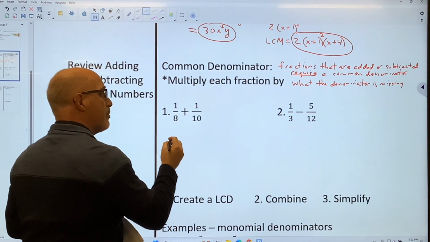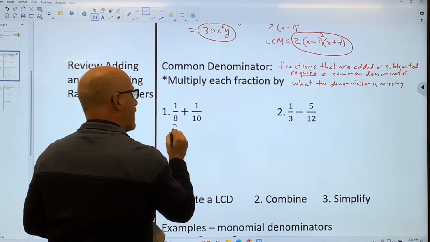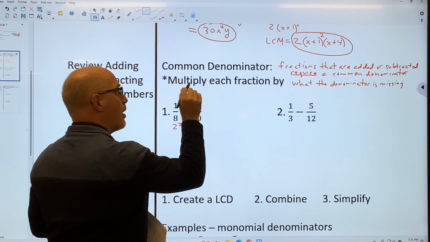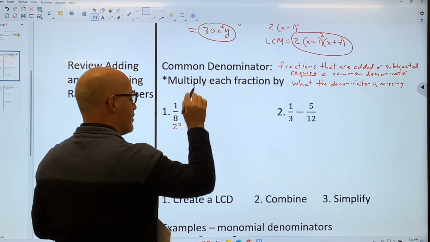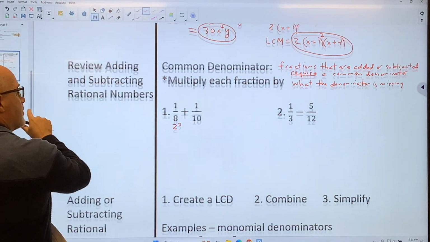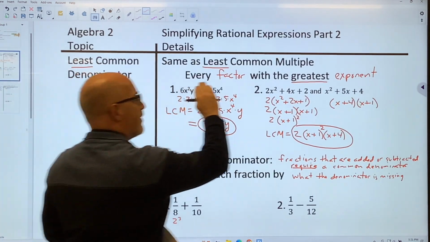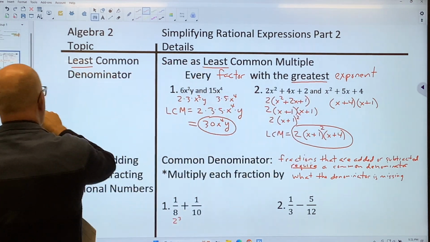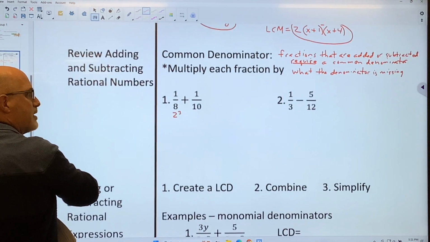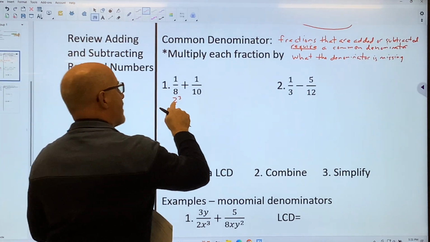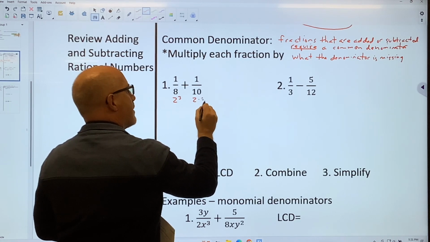Now you'll probably be able to figure that out, but if we go ahead and just follow our rules here for how we're going to do this. What we talked about, I'm going to use this rule here. We take every factor with the greatest exponent to do this for our least common denominator. So for this, I have 2 to the third, and this is 2 times 5.